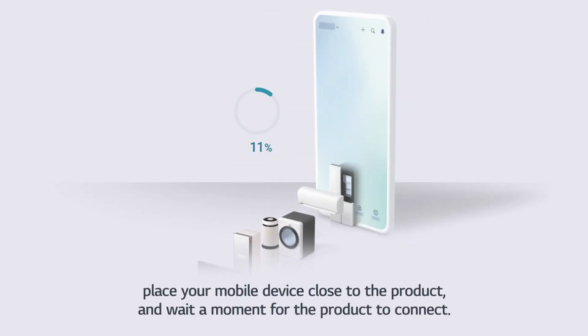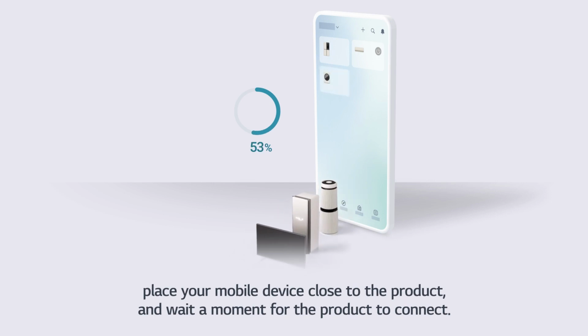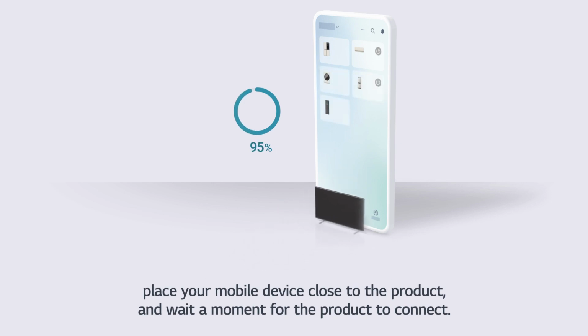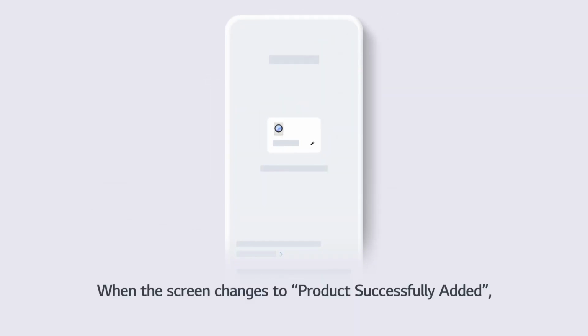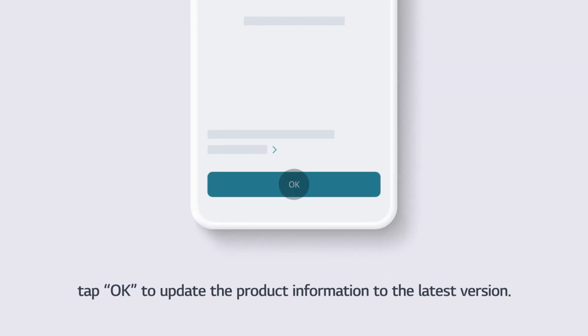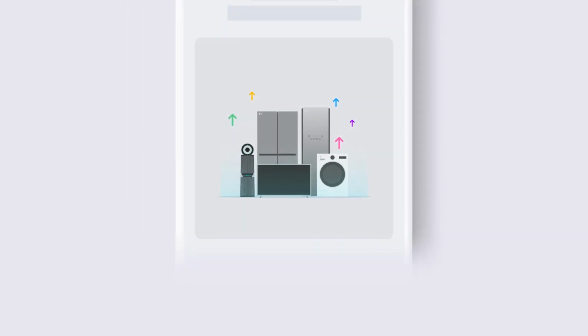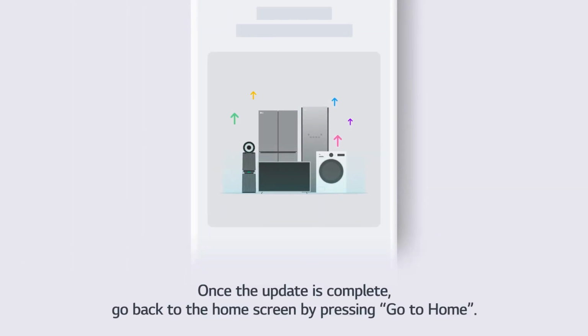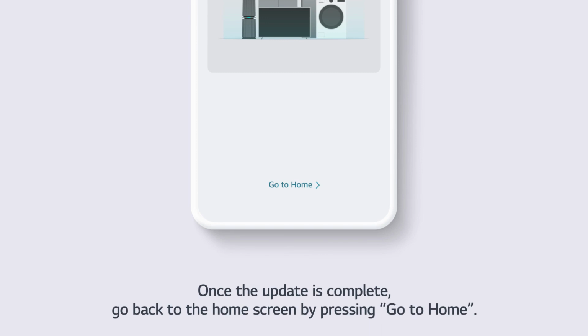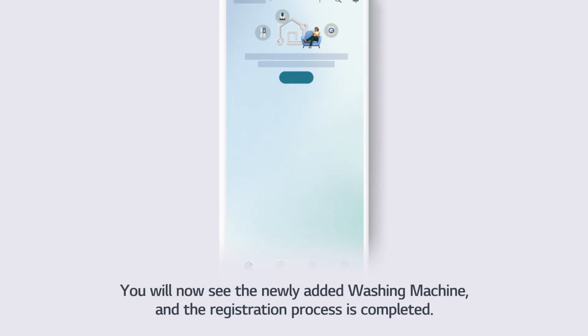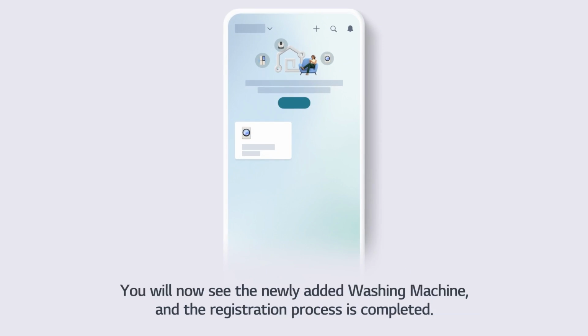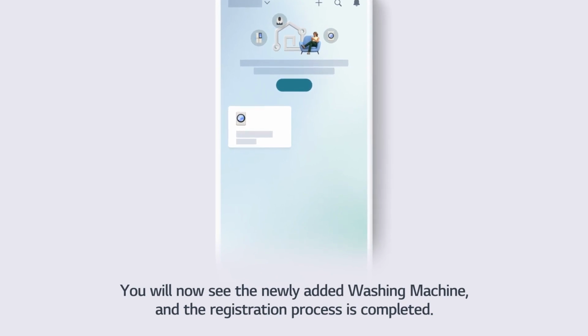Place your mobile device close to the product and wait a moment for the product to connect. When the screen changes to Product Successfully Added, tap OK to update the product information to the latest version. Once the update is complete, go back to the home screen by pressing Go to Home. You will now see the newly added washing machine and the registration process is completed.